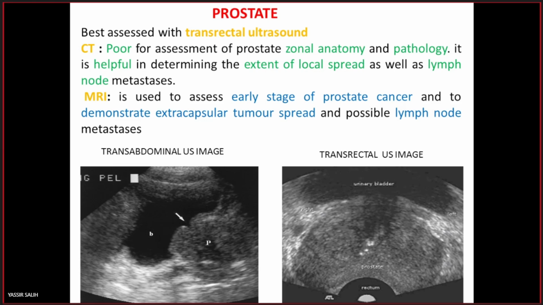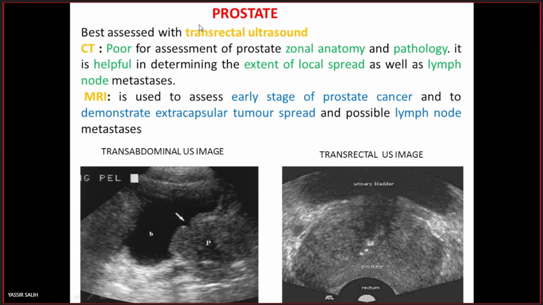نعرف معلومة إنه CT هي very poor for assessment of the prostate itself. ليش؟ لأن the zonal anatomy عارفين the prostate عندها peripheral zone, central zone are not displayed well by this CT. لكن CT is very helpful in assessment of the local spread of the cancer and for the lymphadenopathy. MRI very good for assessment and can detect even the early stage of the cancer.